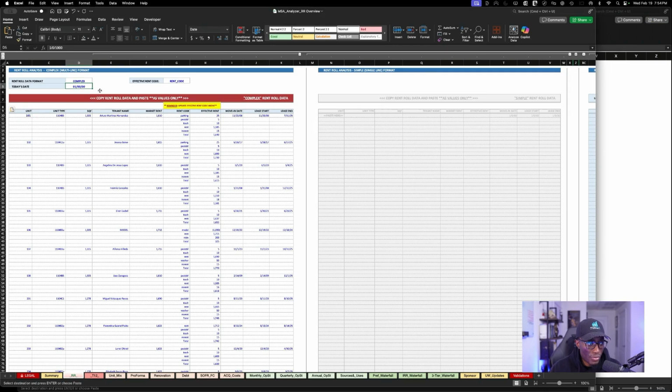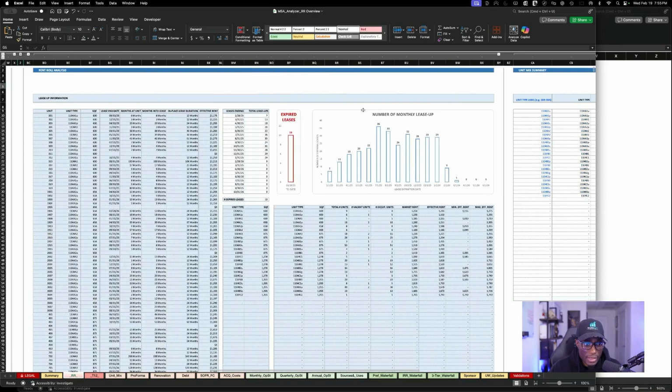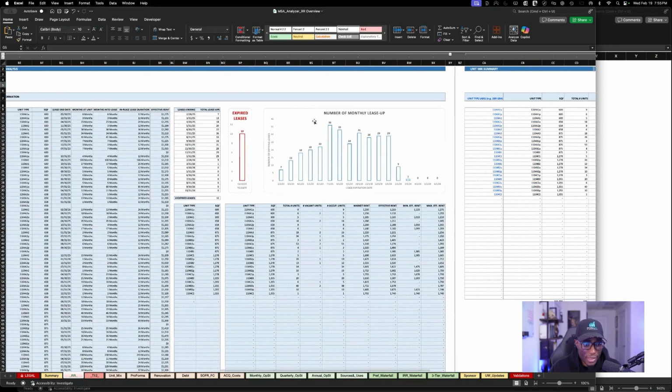This complex rent roll, which today's date is the 19th. The rent code for rent is rent. I'll just type in rent. Once I have that information, I can scroll to the right. The MSA Analyzer does all the analysis for me. And now I can start to analyze this rent roll and assess what's going on with the property.